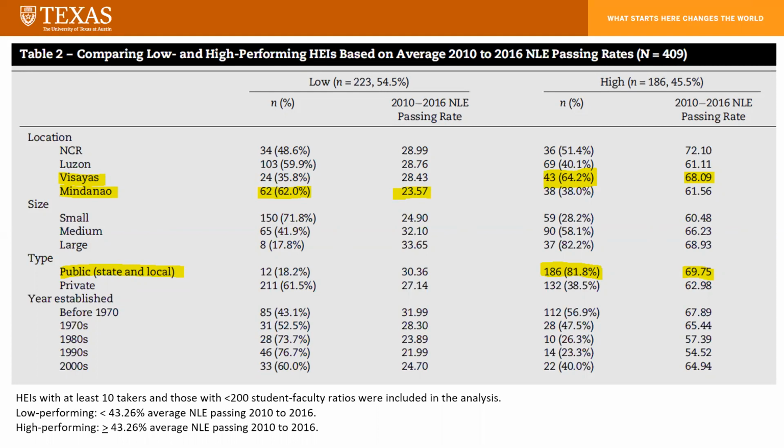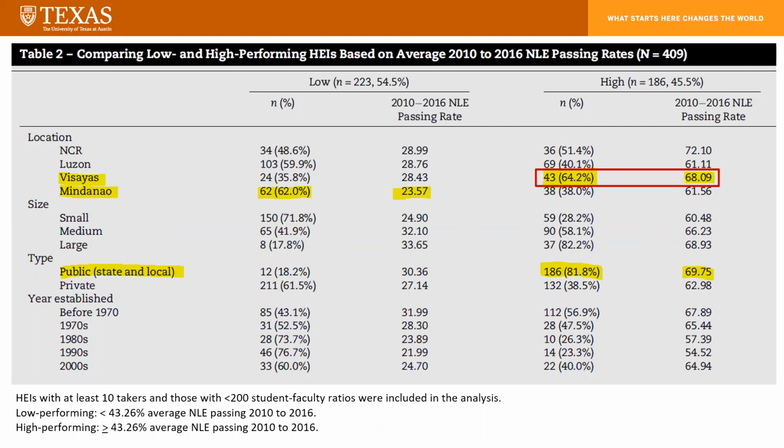That's what CHED actually does as a basis. They actually did that before. They closed down some nursing schools back then that had below average NLE passing rates for the past 5 years. So we adopted that formula that they use.